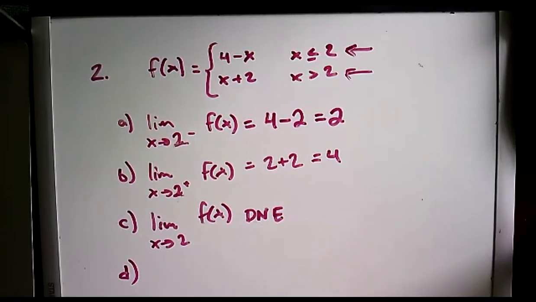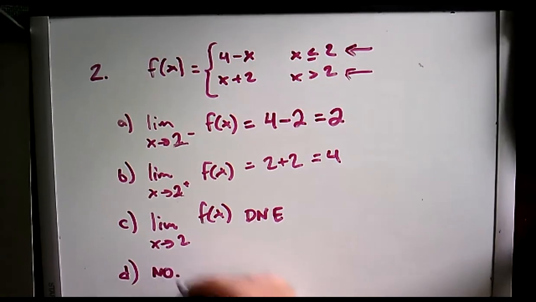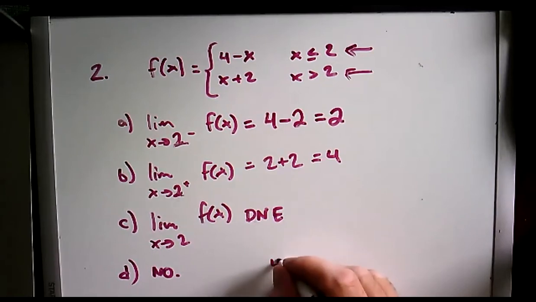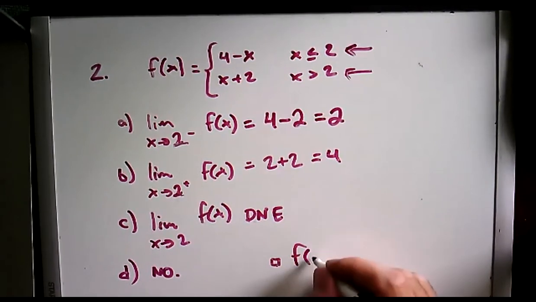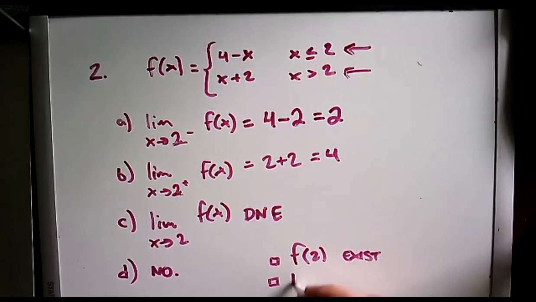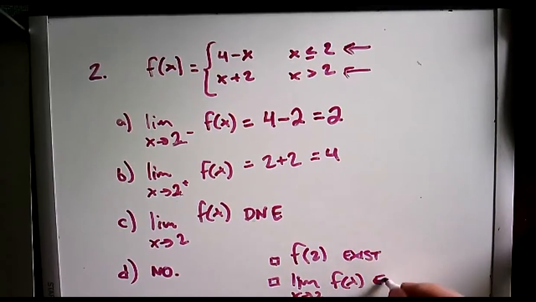And finally, part D. Part D asks us if f is continuous at x equals 2. And we can say right now no, and I'll say why. There are 3 criteria that we need for a function to be continuous. I'll make some check boxes here. One, f of 2 would have to exist. Second, the limit as x approaches 2 of f of x would have to exist. And thirdly, these two would have to be equal. All right, so the limit and the function value would have to be equal.